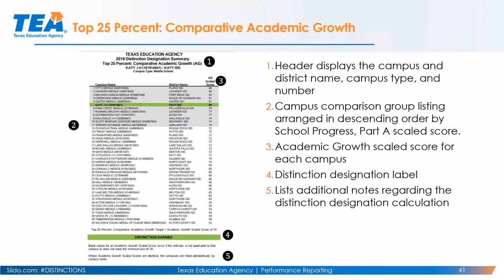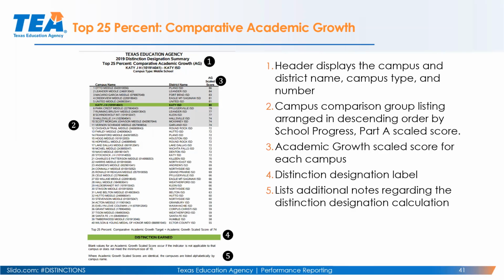So this is an example of an actual campus distinction designation for comparative academic growth. At the top, our header will display the campus and district name and the campus number. Section 2 lists the campus comparison group listing arranged in descending order by the school progress Part A scaled score. Section 3 would list the academic growth scaled score for each campus. Now you'll notice again that this is the scaled score for the campus comparison group, and this is arranged in descending order. You'll notice too, the gray section would indicate any campus that falls within quartile 1 within the comparison group.